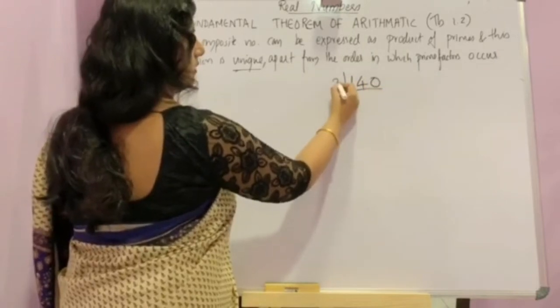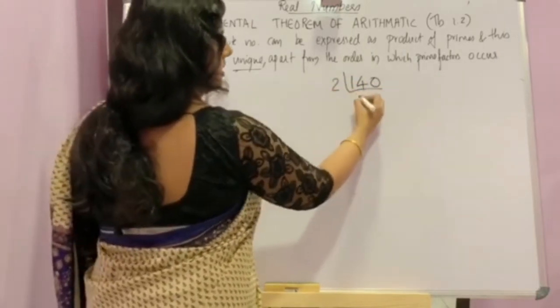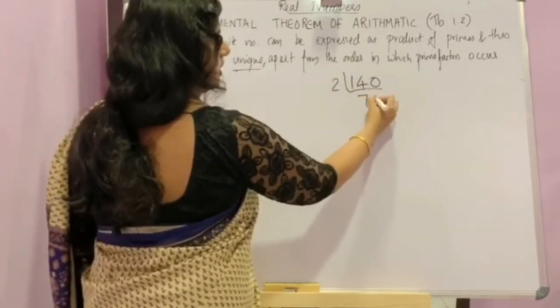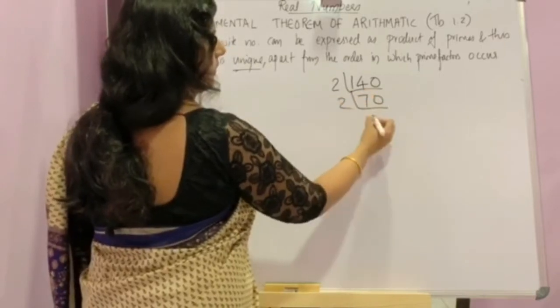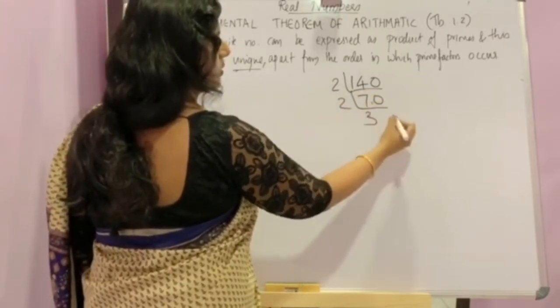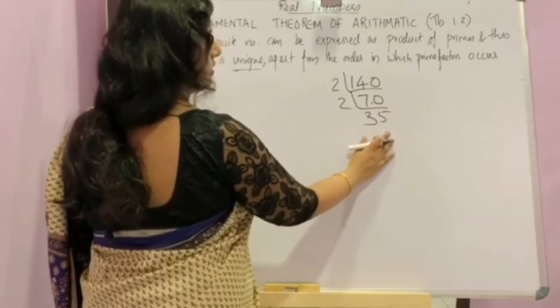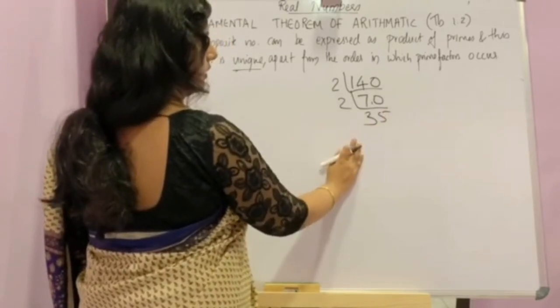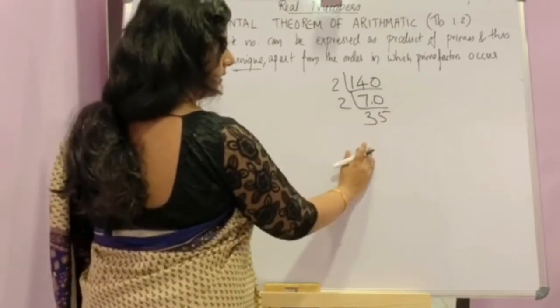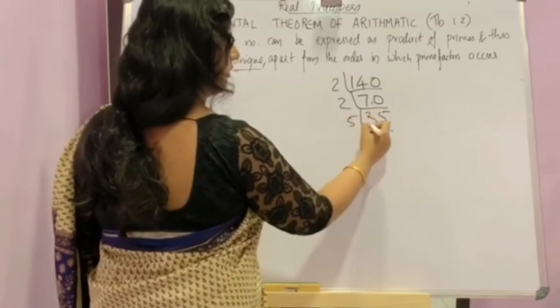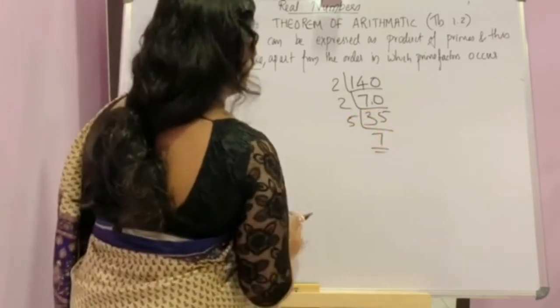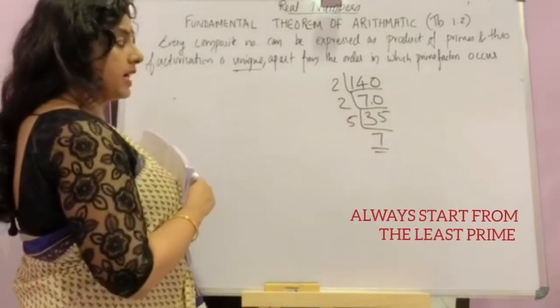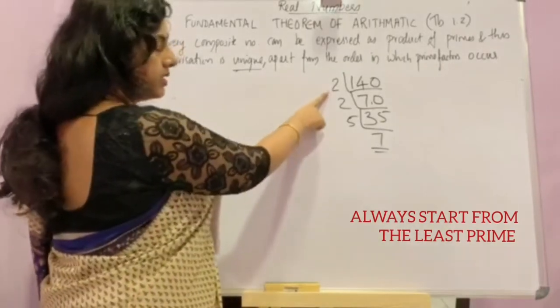Then you will first factorize it. 0 here, again 3 2s are 6, balance 1, 5. This is not divisible by 5. We'll check it with 3. No, it is not divisible by 3. Next is 5. The only thing is, you must start from the least prime.